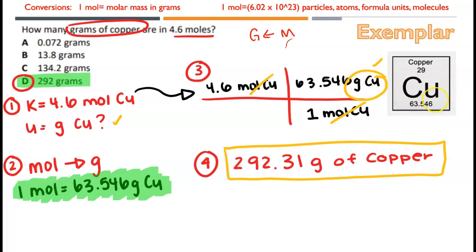Grams of copper, you look at your periodic table, you get 63.546, and then you multiply across. So 4.6 times 63.546, you get 292.31 grams of copper.